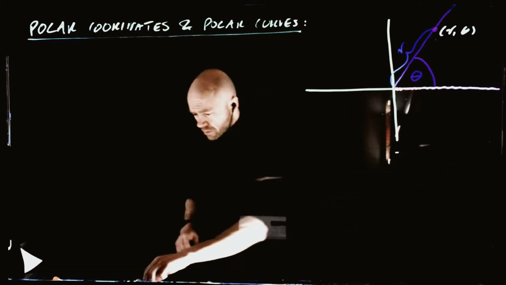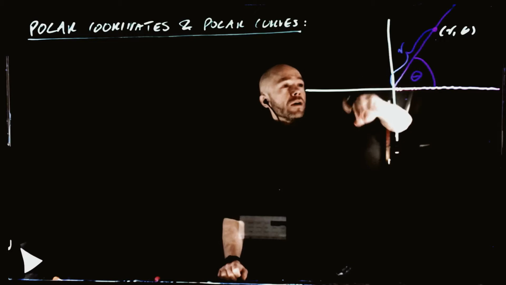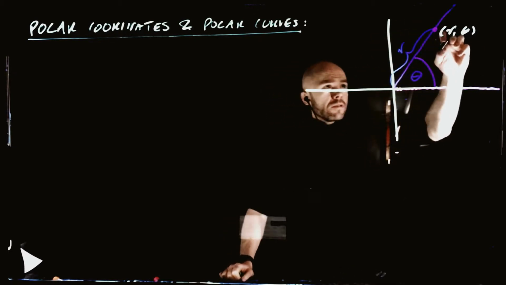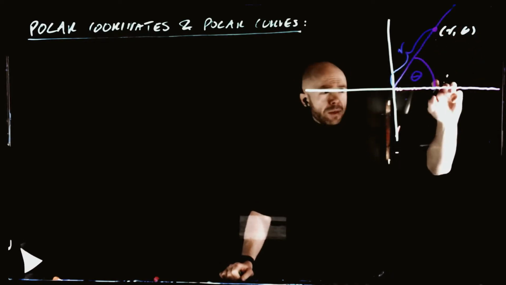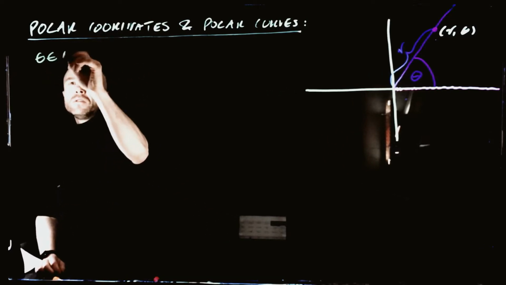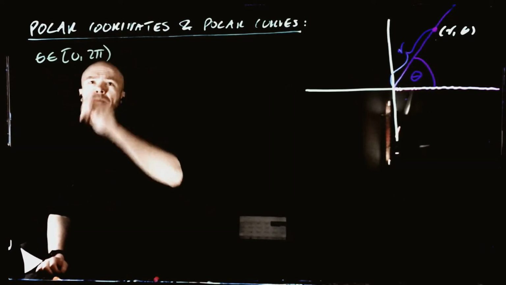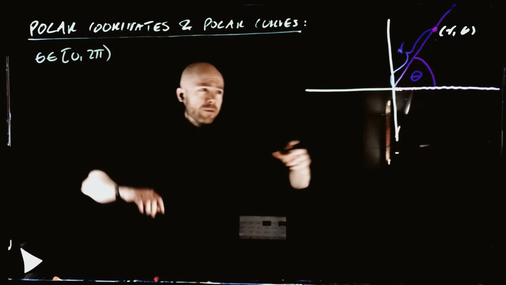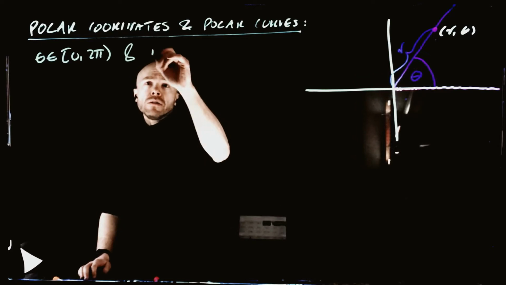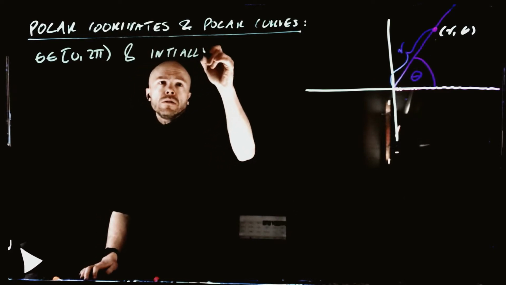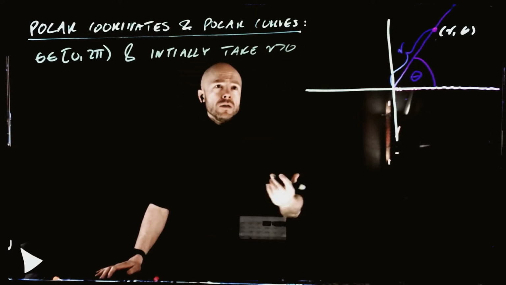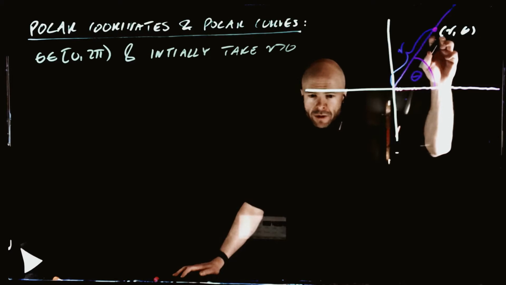This is a way to give coordinates to every single point in the plane. Every single point in the plane can be described by an r and a theta, where theta is going to be between 0 and 2 pi. So theta belongs to 0, 2 pi, not including 2 pi, because if we do 2 pi, we're going back to 0. And initially, we're going to take r bigger than 0, where it's the distance away from the origin.